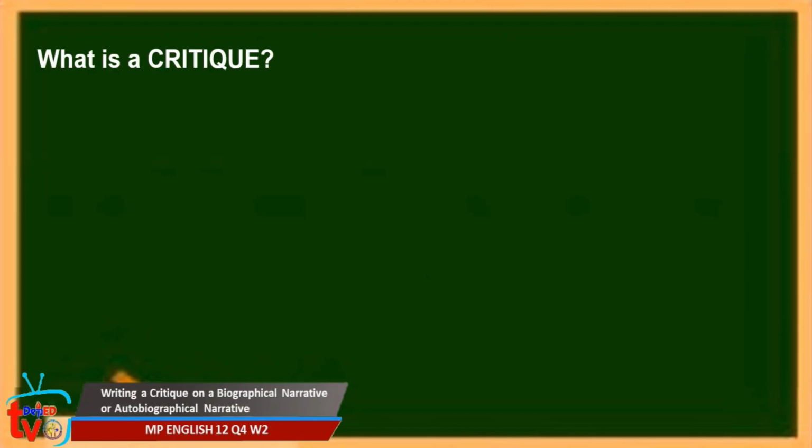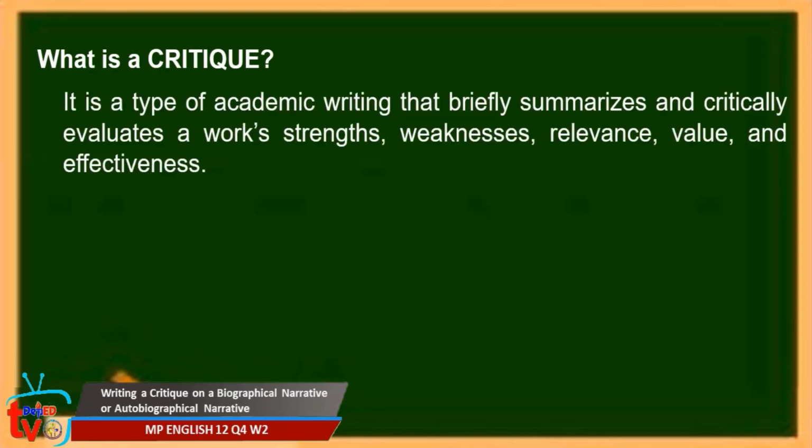What is a critique? A critique is a type of academic writing that briefly summarizes and critically evaluates a work's strengths, weaknesses, relevance, value, and effectiveness. To do this, you must look at the parts of a work and how these parts are connected, or how these parts are similar or different. When we write a critique, we are able to know the work better, understand it, and recognize its strengths and weaknesses.